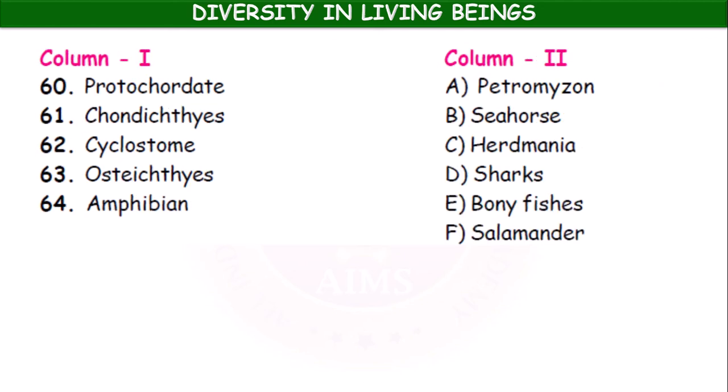Okay, here onwards the matching type questions. So sometimes they will give codes under the question. You have to select the right code after matching. Okay, so column 1: Protochordata, Chondrichthyes, Cyclostomes, Osteichthyes, Amphibia. These are the groups given, and in column 2 examples are given, such as Petromyzon, seahorse, Herdmania, sharks, bony fishes, salamander.